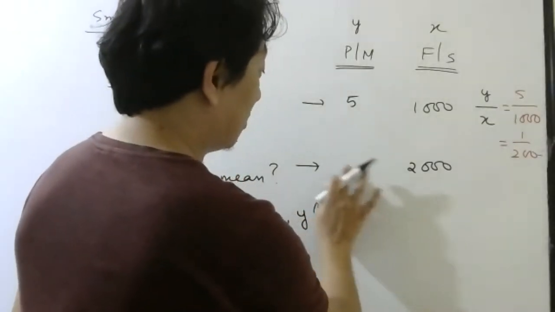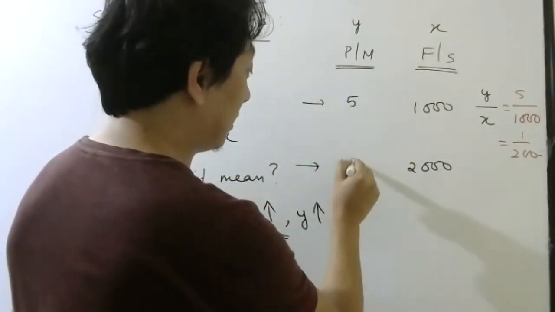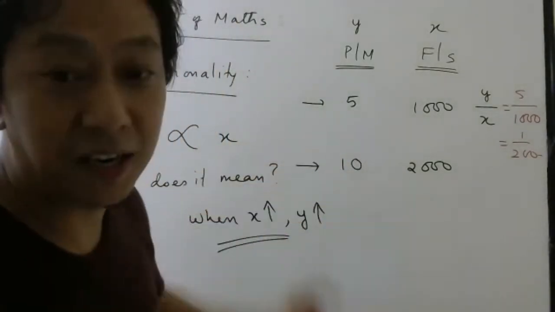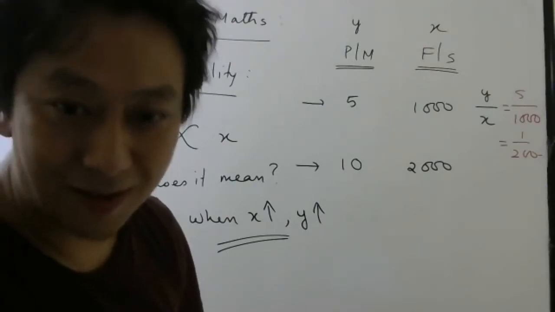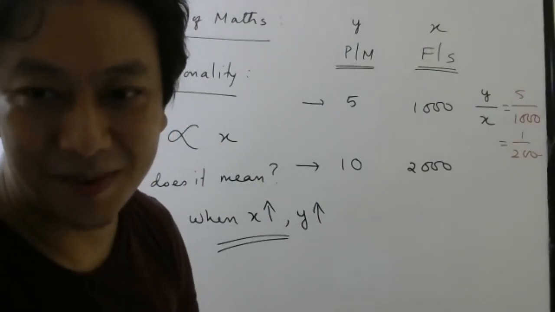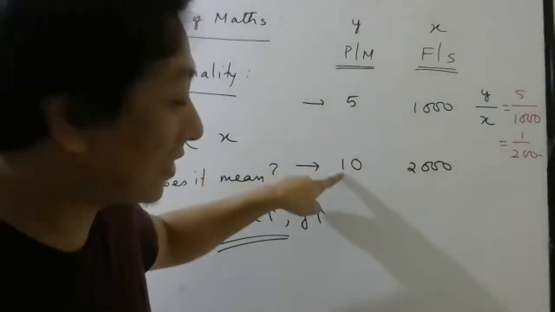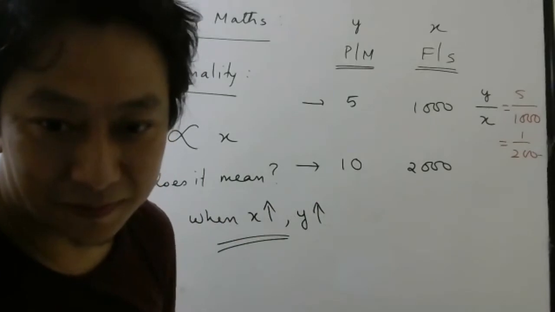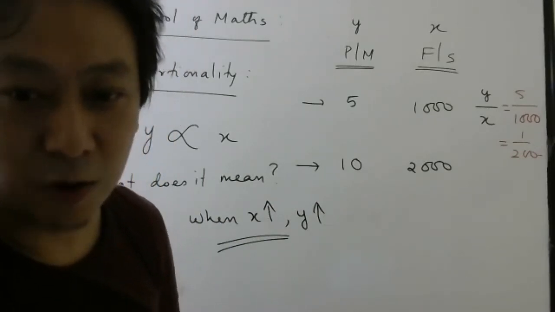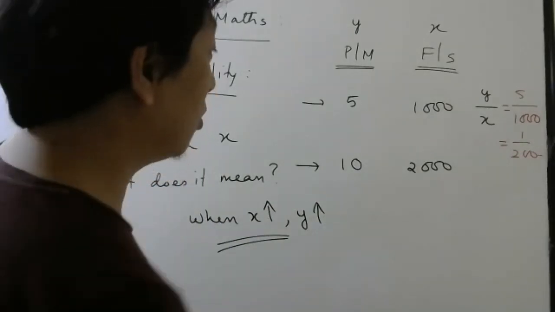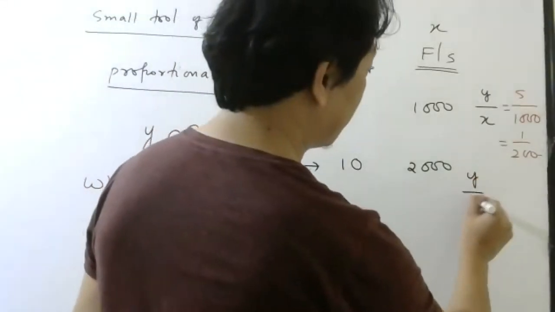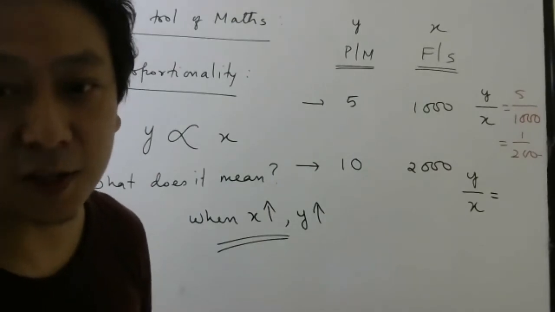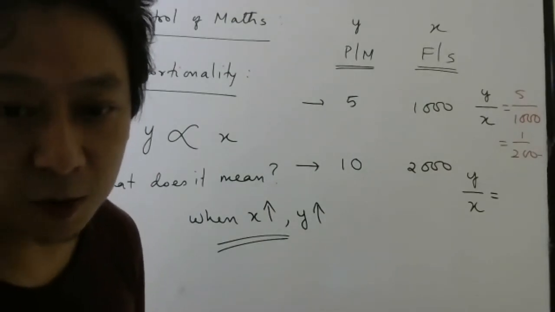But suppose he says it increased 10 now. Before it was 5, it is 10. Now Gagandeep is writing properly. So now if it is 10, now it is proportional. So what will be the ratio now, Y by X? Stay in the topic. Y by X will be how much? 1 by 200.